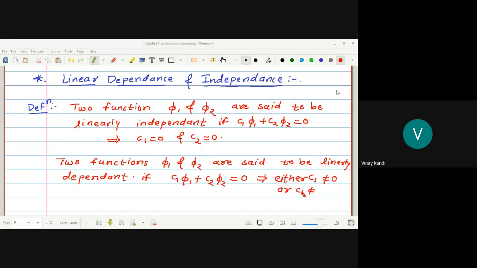Wait a minute. Either C1 is not equal to 0 or C2 is not equal to 0. If one of them is not equal to 0, that means that one is the scalar multiple of the other, then the functions are linearly dependent. Okay, if C1 and C2 both are 0, then the functions are linearly independent. Okay, wait a minute, we can take an example.